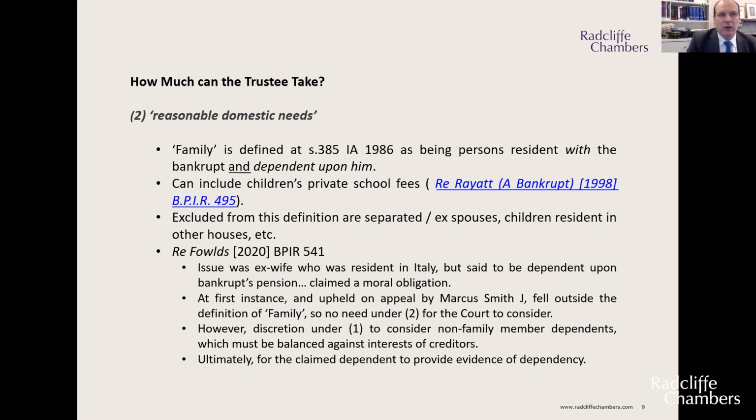That's it. So it doesn't mean that you have to be a spouse. You don't have to be a blood child. You could be an adopted child. You could be a partner. As long as you are residing in the same house and you are financially dependent upon the bankrupt, then you fall within that ambit.